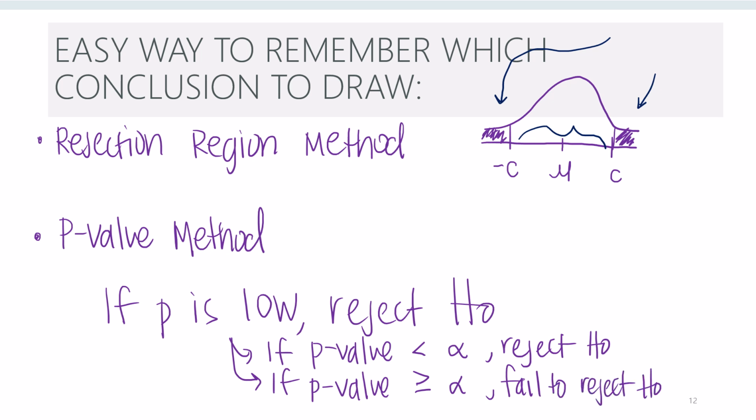Every once in a while, you'll get a situation where when you round your p-value, it ends up being exactly the same as your alpha. You have to fail to reject the null hypothesis in that scenario. But the way to remember this is if p is low, reject H0. So if p is lower than alpha, you reject H0. If it's bigger than alpha or equal to alpha, then you're going to fail to reject H0.